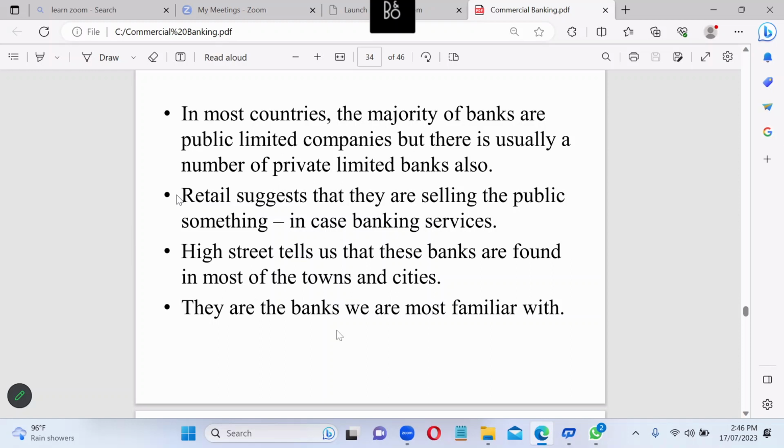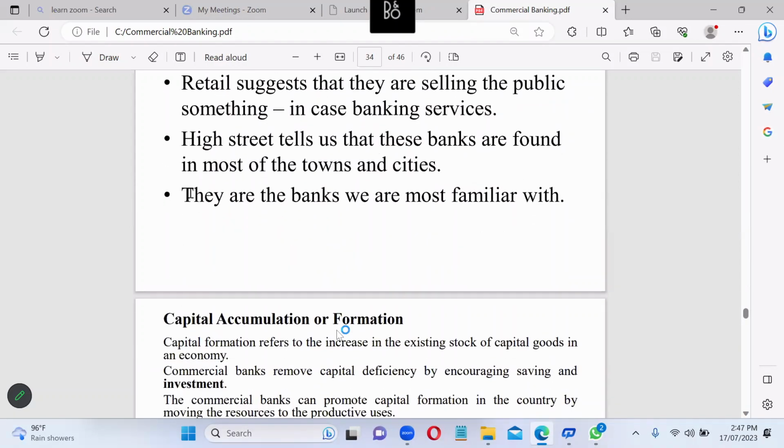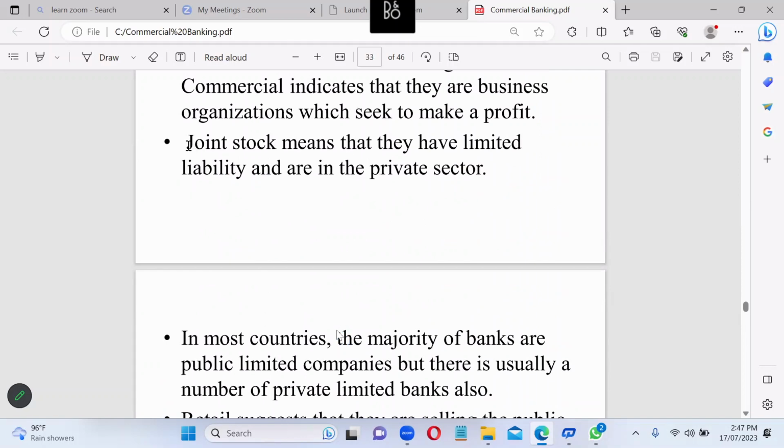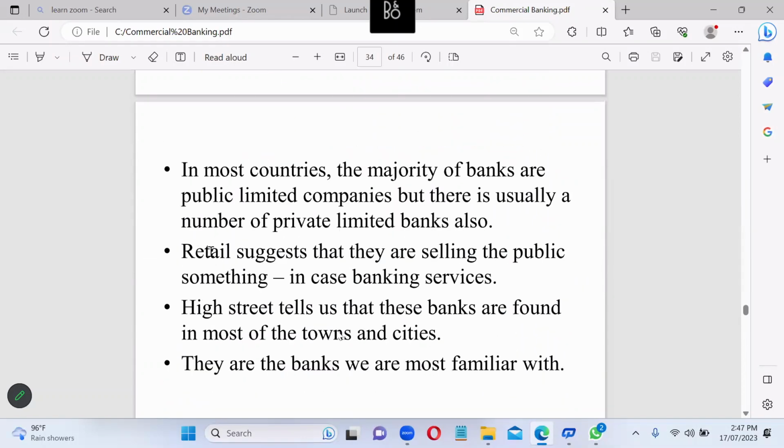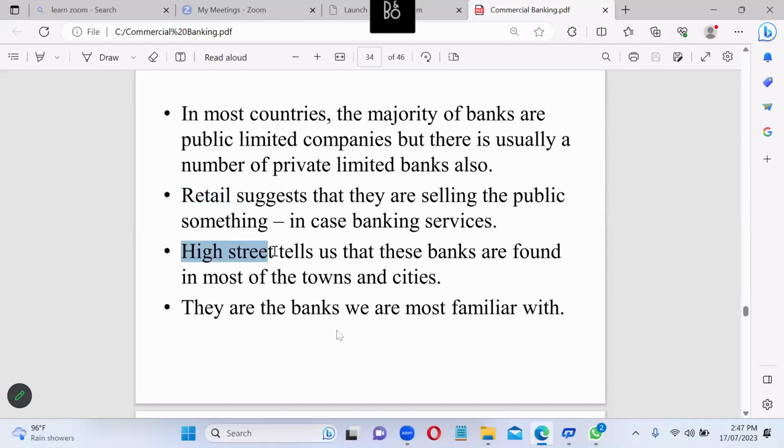And finally, High Street tells us that these banks are found in most of the towns and cities. Nowadays we can easily find a commercial bank everywhere. In every area they open branches and develop their banking facilities and services for consumers or customers. So that is called High Street. They are the banks people are most familiar with. So these are some of the names similar for the commercial bank: one is joint stock, another is retail, and another is High Street.